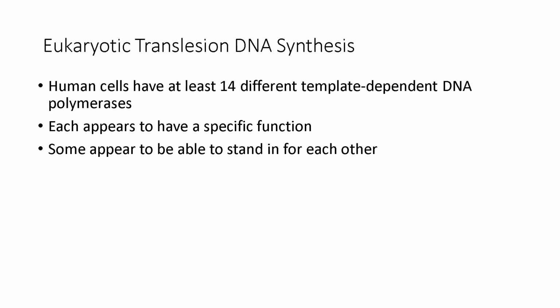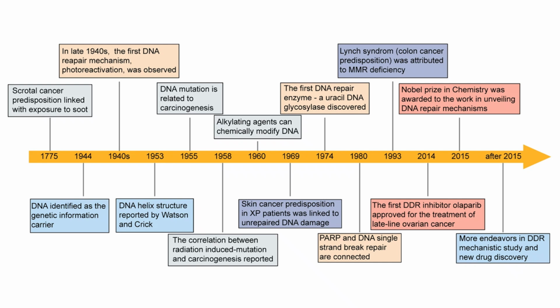increased risk of mutations. Timeline to show the selected key milestones in DDR mechanism identification, DDR correlation with carcinogenesis and drug discovery. As early as 1775, the linkage between cancer predisposition and environmental insult was observed. However, until 1940s to 1960s, the correlations of carcinogenesis and DNA damage induced by chemicals or radiation became clear with the emergence of molecular biology.